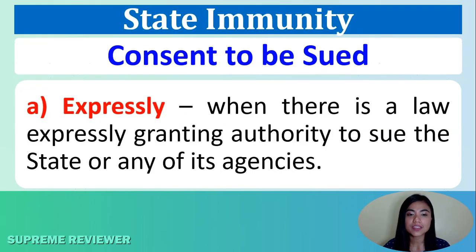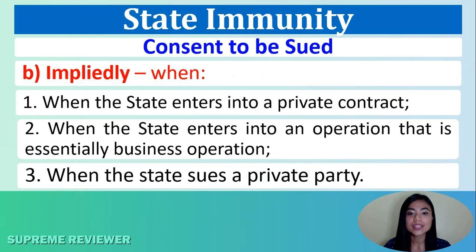Consent to be sued may be given expressly or impliedly. Expressly, when there is a law expressly granting authority to sue the state or any of its agencies. Impliedly, when the state enters into a private contract, unless the contract is only incidental to the performance of a governmental function, or when the state enters into an operation that is essentially a business operation, unless the business operation is only incidental to the performance of a governmental function, as for instance, a rastra service, or when the state sues a private party, unless the suit is entered into only to resist a claim.